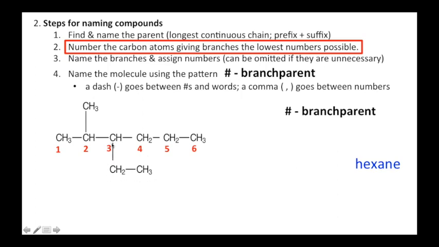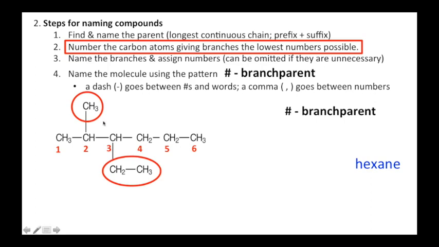It could have gone this way. I could have numbered it this way. 1, 2, 3, 4, 5, 6. I could number it right to left or left to right. Now, this branch is either attached to carbon 2 or carbon 5. This branch is either attached to carbon 3 or carbon 4. Well, the rule is go with the lowest possible numbers. So we're going to go with those numbers.